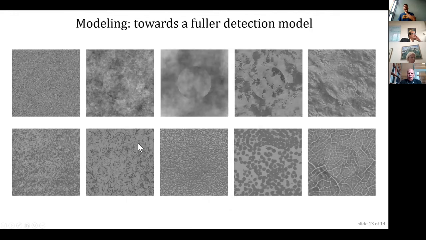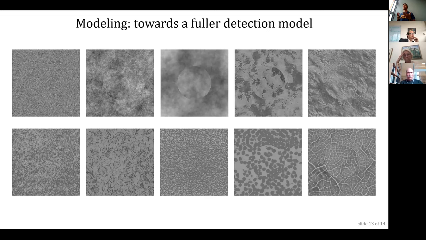Okay, so now we're drawing to a close. This is still work that we are doing. So far, we have talked about some developments of the measures and the modeling that we're using. And at the moment, what we're trying to do is expand our modeling towards a fuller detection model that tries to follow the human visual detection process a little bit more closely.